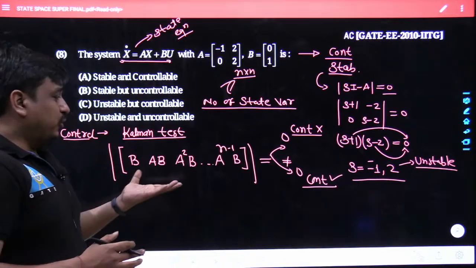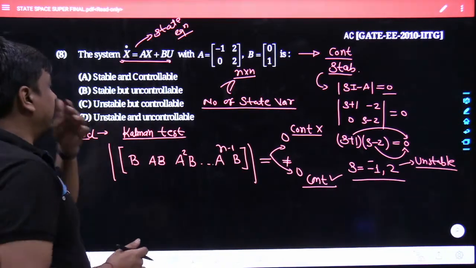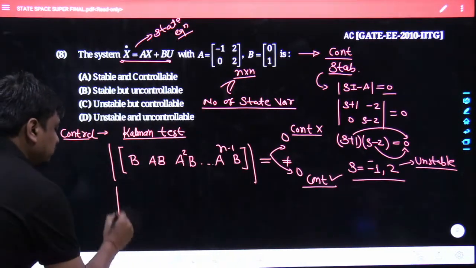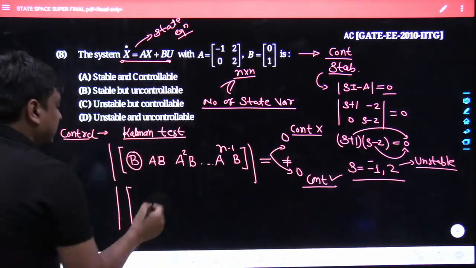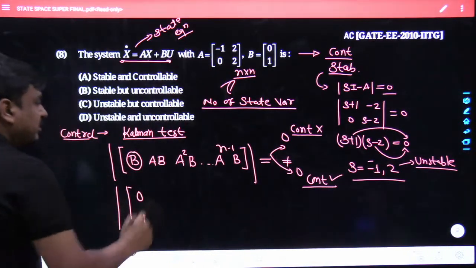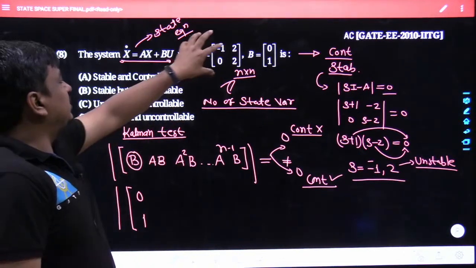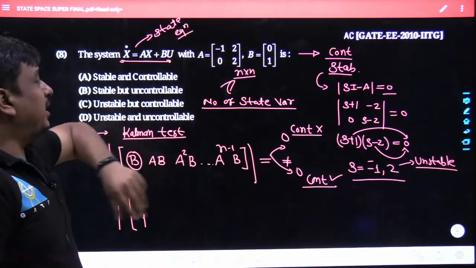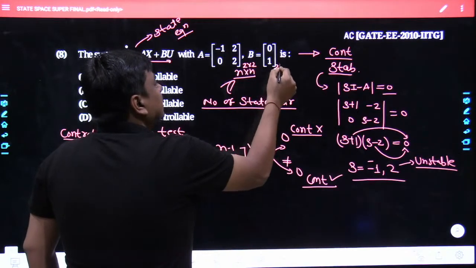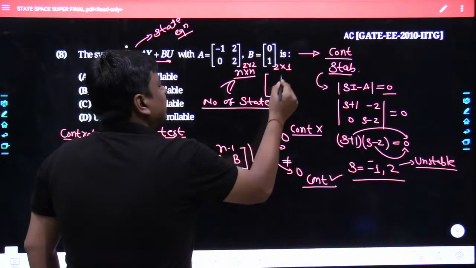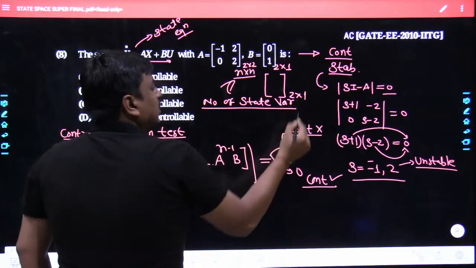So again, we have to focus on this matrix. First we have to get this matrix. May I know what that is? The first matrix is a column matrix, which is nothing but B, 0 and 1. The second is going to be AB. That means this matrix and this matrix have to get multiplied. May I know what would be their multiplication? It is of order 2 cross 2, and this would be of order 2 cross 1. Their multiplication would be of order 2 cross 1.